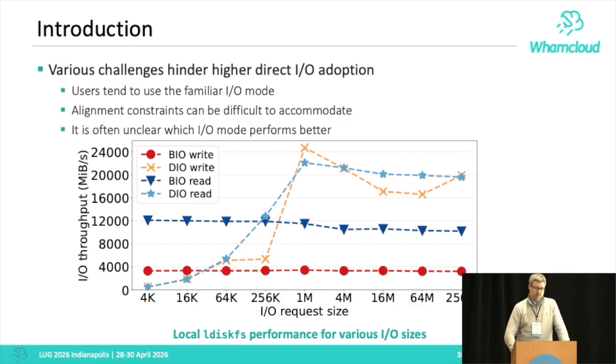So why isn't direct I/O more used? Generally users tend to use the more familiar I/O mode, because direct I/O also has some alignment constraints. Specifically, it has to be a multiple of page size and aligned to the page offset, and it's often unclear which I/O mode performs better. The idea of hybrid I/O is basically to change that transparently so that users don't have to deal with it.